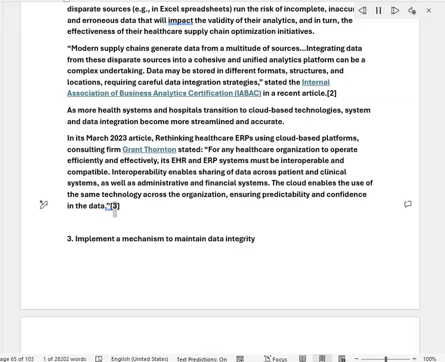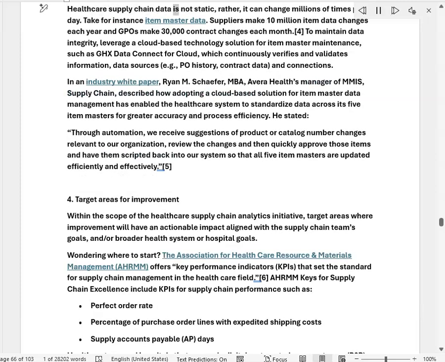3. Implement a mechanism to maintain data integrity. Healthcare supply chain data is not static, rather, it can change millions of times per day. Take for instance item master data. Suppliers make 10 million item data changes each year and GPOs make 30,000 contract changes each month.